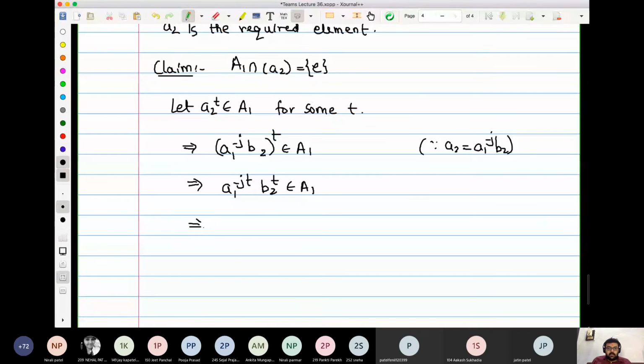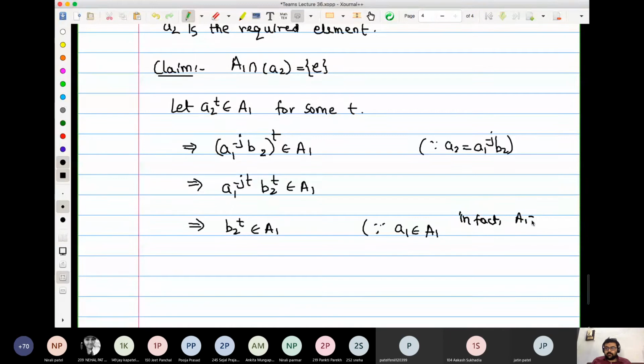So this implies B2 power minus B2 power T belongs to A1. Why? Because this part is already inside A1. This is an element of A1, right? Since A1 already belongs to A1. In fact, we have this.